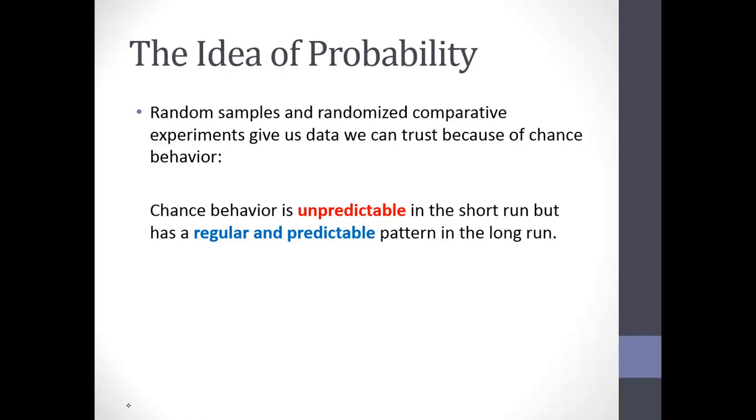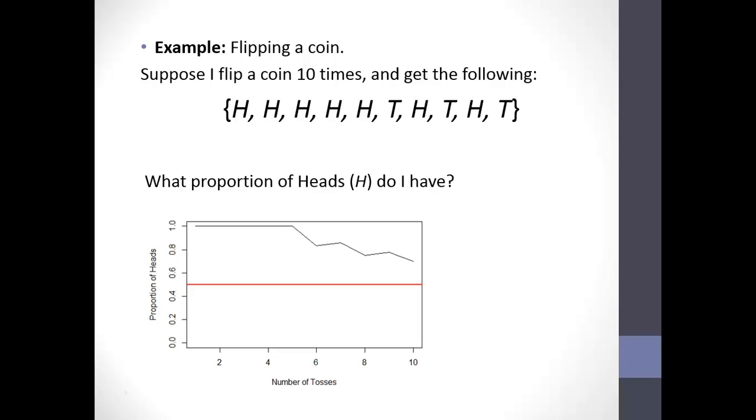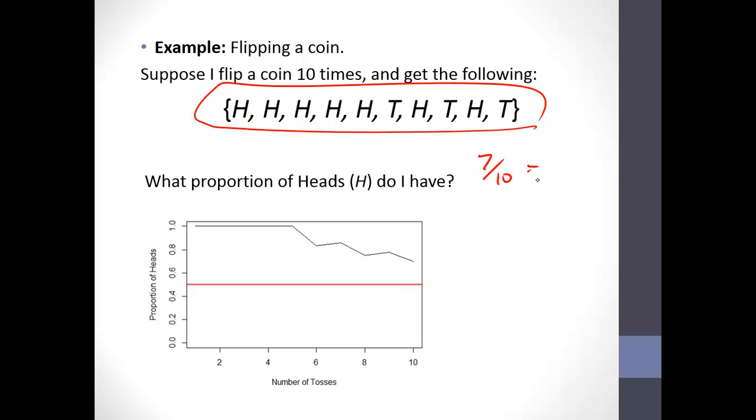Another example that I wanted to quickly show you was flipping a coin. Suppose I flip a coin 10 times and I get that sequence of heads and tails. I get a bunch of heads first, I get a tail, a few more heads. Out of these 10 tosses, what proportion of heads do I have? If you count them up, I have 7 out of 10, or 0.70.